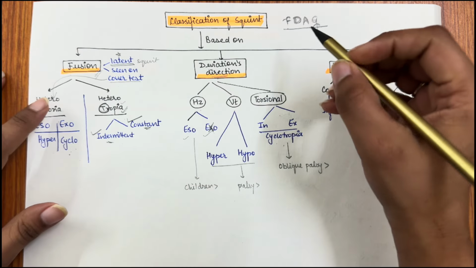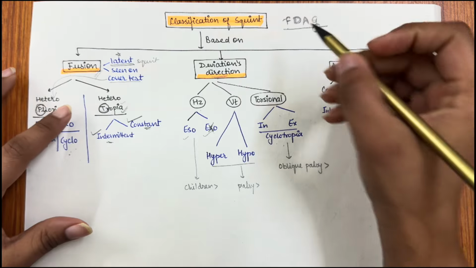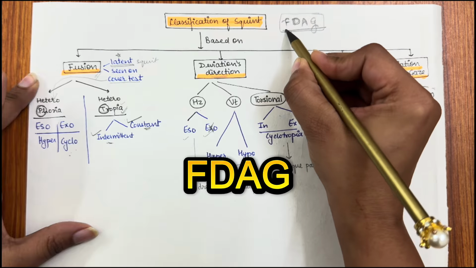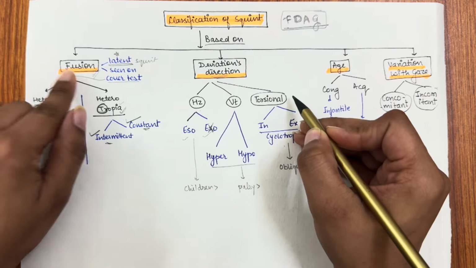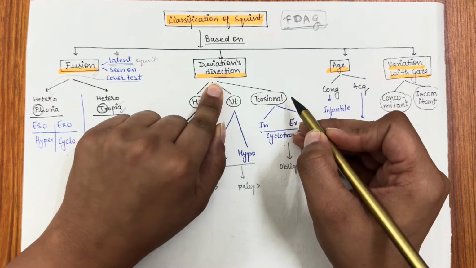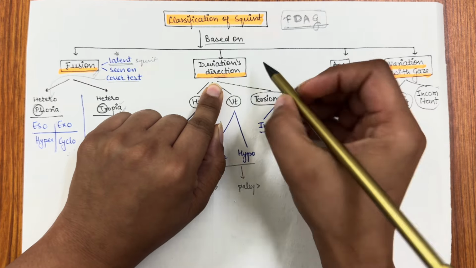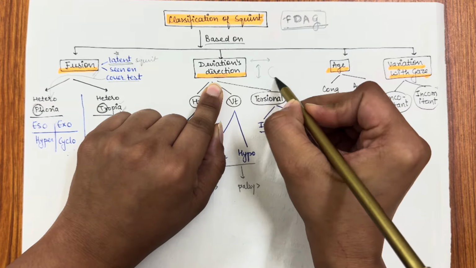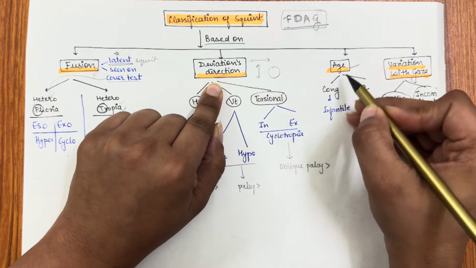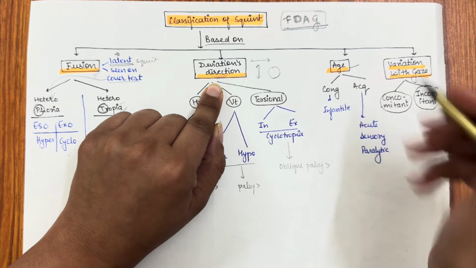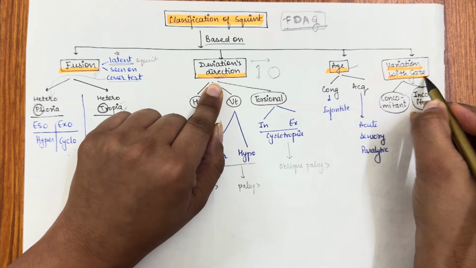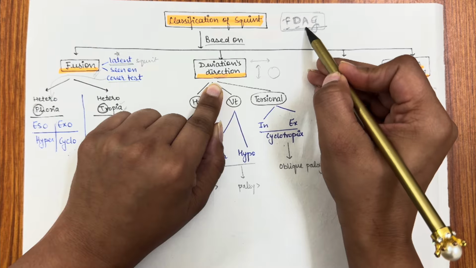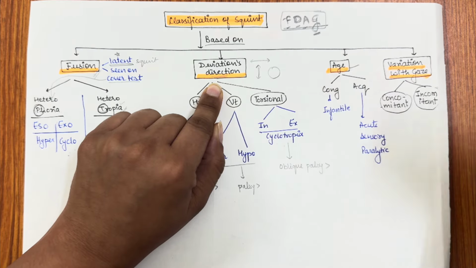Let's start. We remember the classification of squint based on this mnemonic F, D, A, G. I am going to divide the classification of squints based on: F is for fusion. D is direction of deviation. Is it right to left, up or down, or is it torsional? Age, this you are already aware of, whether it is congenital or acquired. And variation with gaze. So you remember fusion, direction, age, and variation with gaze.